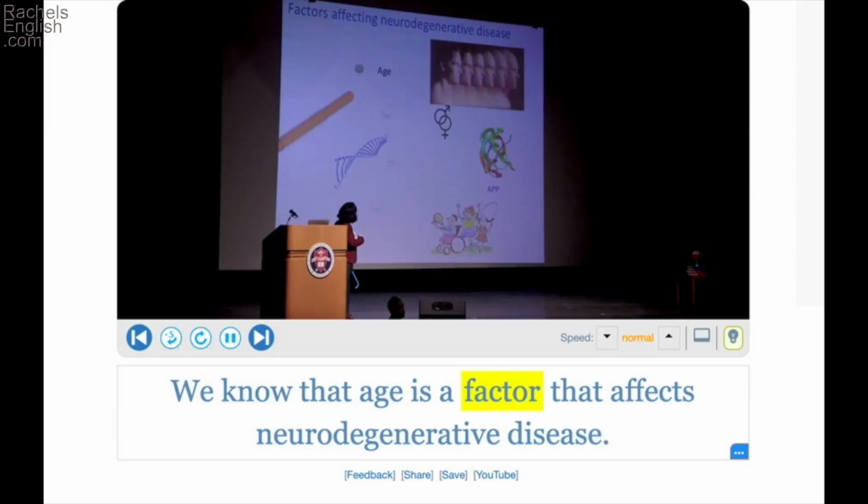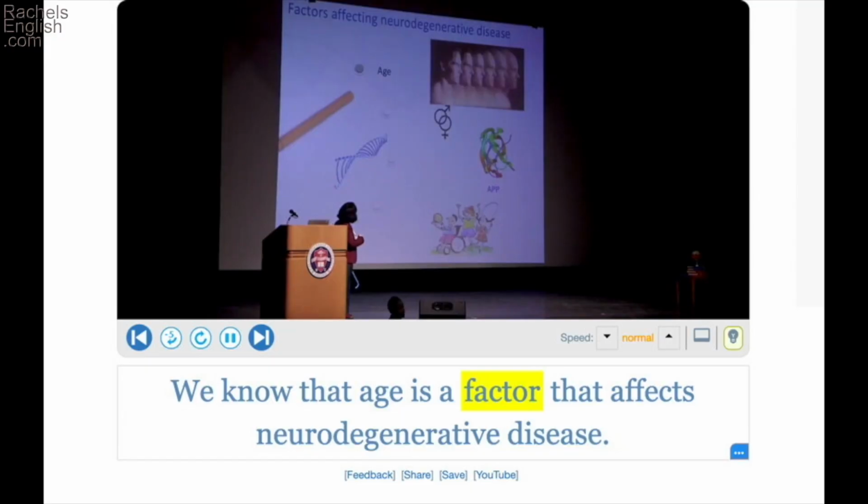We know that age is a factor that affects neurodegenerative disease. Age is a factor. It's one of the things that can cause neurodegenerative disease.